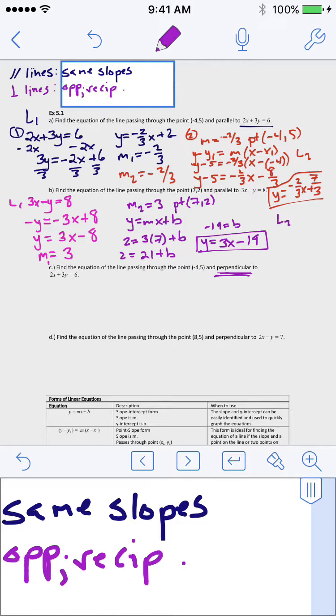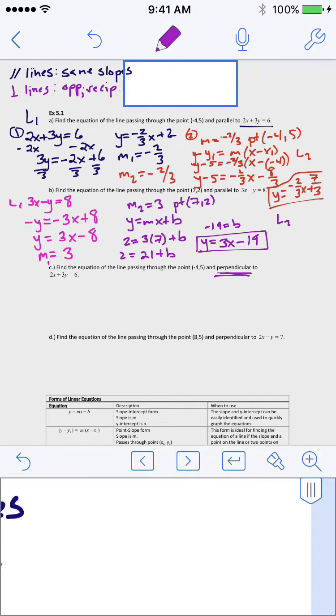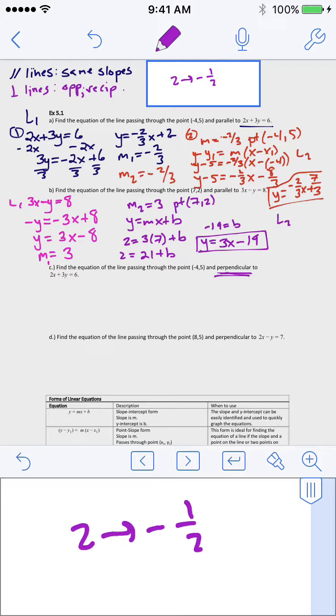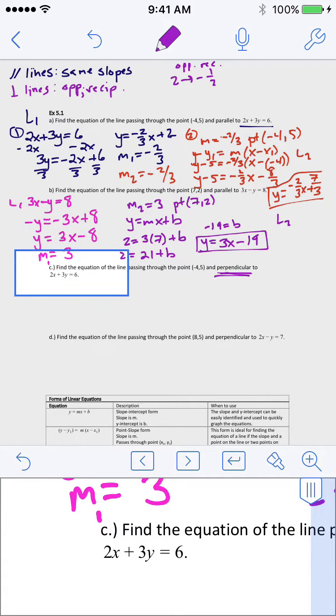it has to be both, right? So 2 would become negative 1/2. So positive 2, positive goes to negative, 2 becomes 1/2. We can leave a little note right here. 2 becomes negative 1/2. That's opposite reciprocal. All right, let's go down and actually do that now. Other than that, it is literally the same problem. It is just exactly the same.